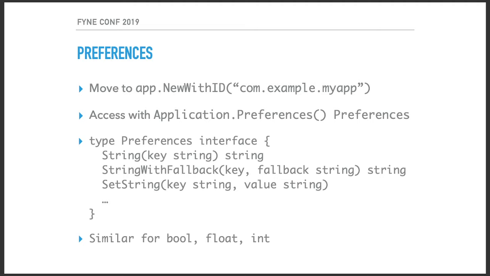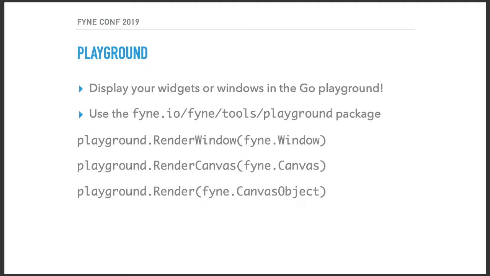Also, we have support for the playground. Now, this is something that people have requested for a while, and we're very excited that it's now possible to render parts of your application in the Go playground. We've provided a new package within the tools package called Playground, and that provides these three methods that you see, which allows you to render a window or a canvas, which is the content of a window, or just any canvas object directly to the Go playground.